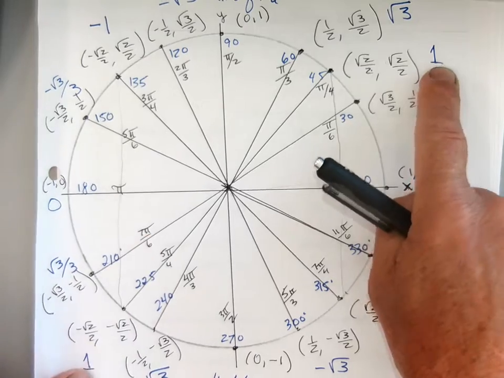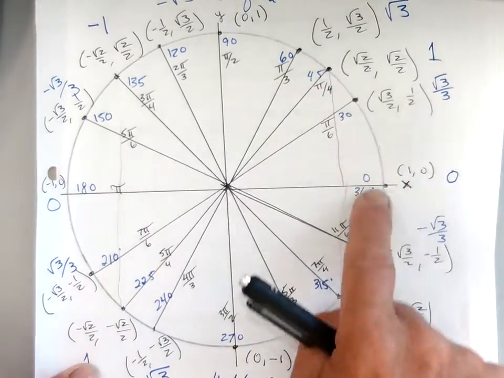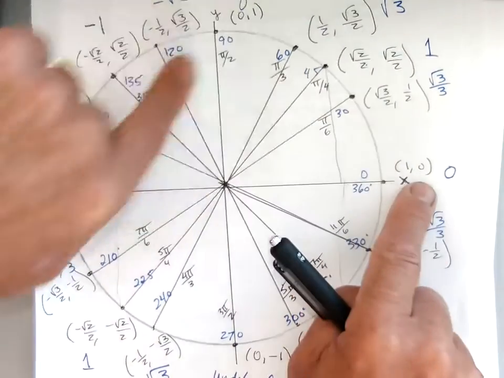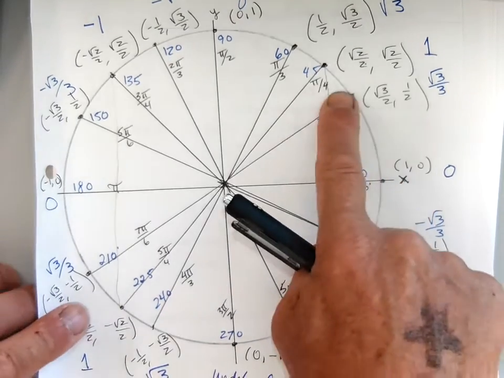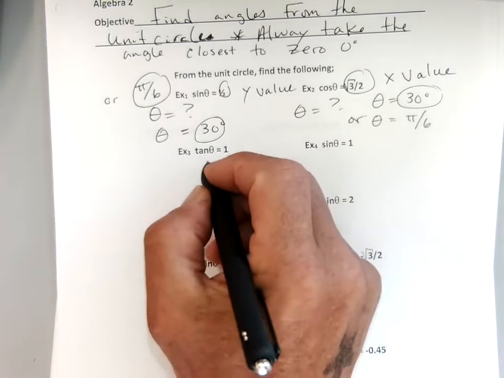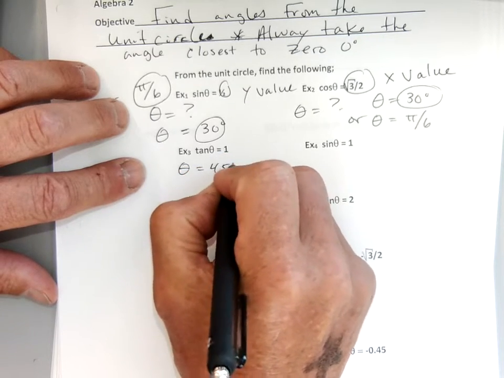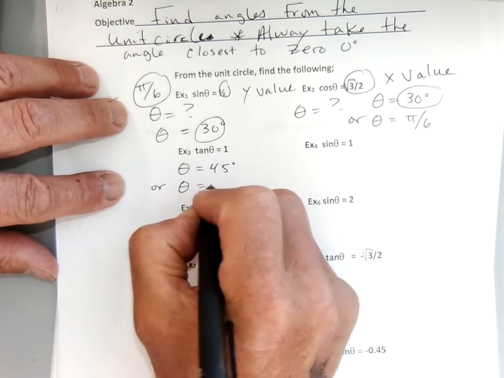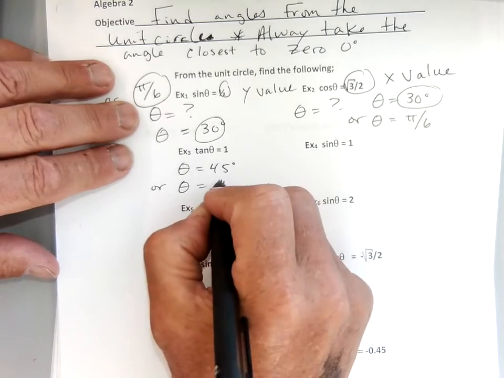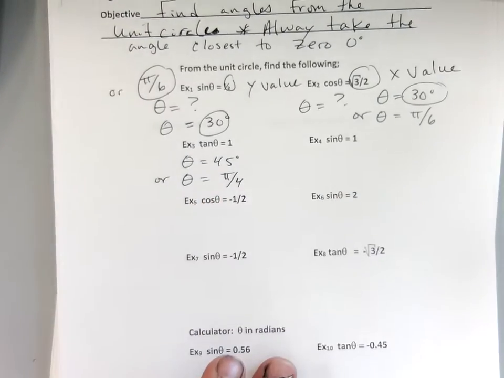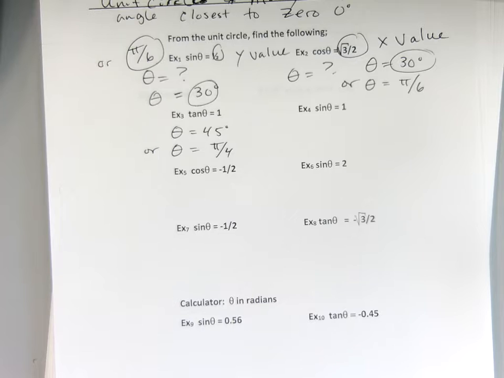Well, obviously 45 degrees is a lot closer to 0 than going all the way around. Okay, so the answer has to be 45 degrees. So tangent of theta equals 1, that means theta has got to be 45 degrees, or the radian equivalent, pi fourths. These are both the same angle. It depends on the question. Am I asking the question in radians or degrees? I didn't say in this case because I wanted to look at both.